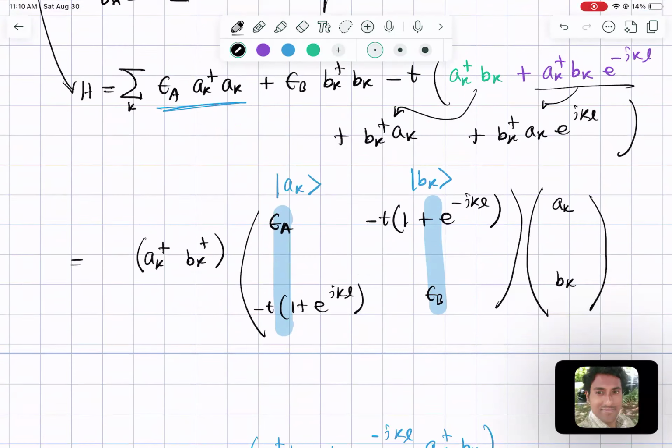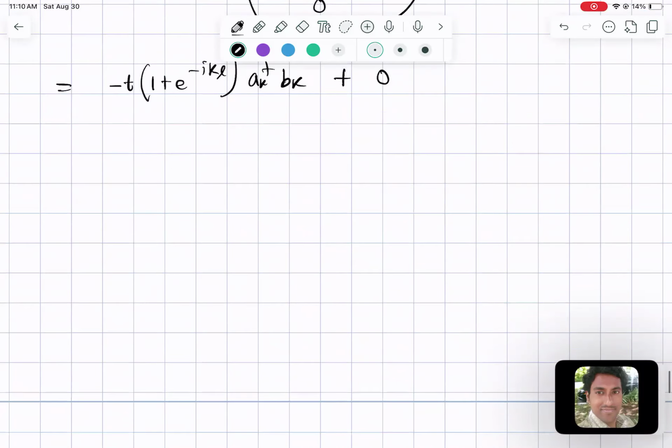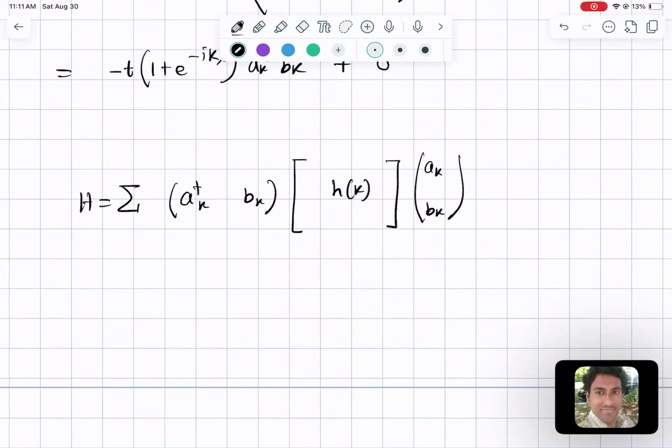matrix and then the sum over K here. So we can write this Hamiltonian H equals A dagger B K and then a matrix here. Let's call it H of K, and A_K B_K, sum over K.